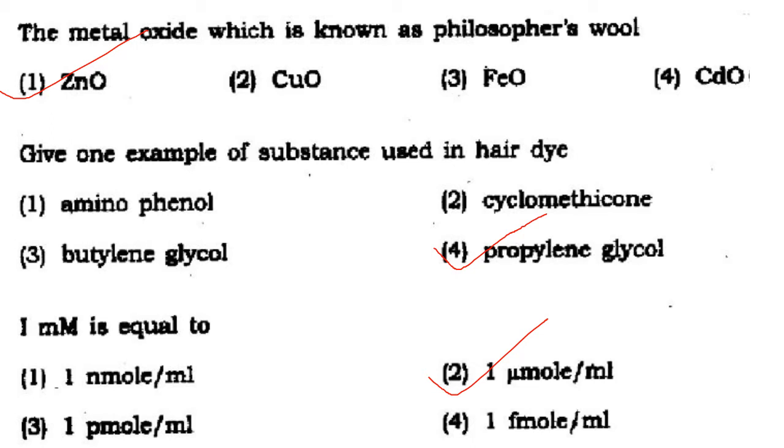Give one example of a substance used in hair dye. Aminophenol, cyclomethicone, butylene glycol and propylene glycol. Answer is 4, propylene glycol. 1 millimolar is equal to option 1 1 nanomole per ml, option 2 1 micromole per ml, option 3 1 picomole per ml, option 4 1 femtomole per ml. Answer is option 2, 1 micromole per ml.